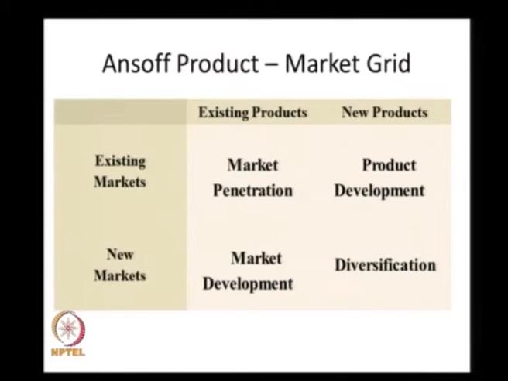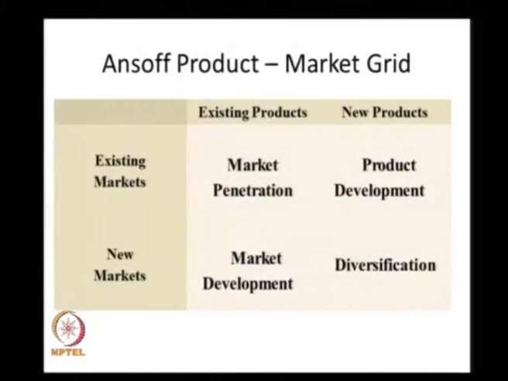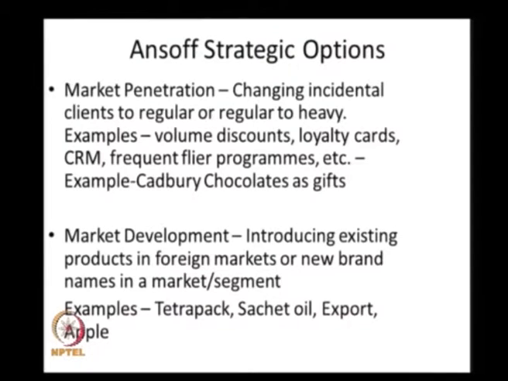Likewise, existing products and new markets is a market development strategy, and between new products and new markets, a diversification strategy. And each of them can be chosen by an organization based on what they think is critical for their long term future. Now, the first thing is market penetration, which is existing products and existing markets.